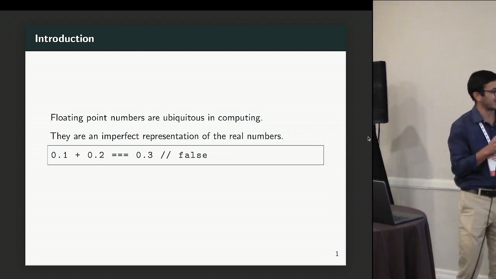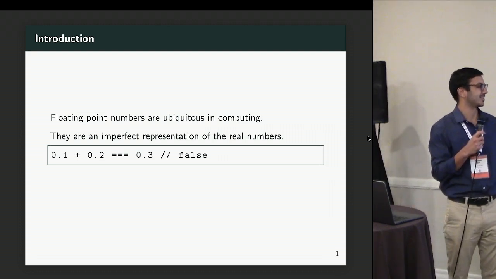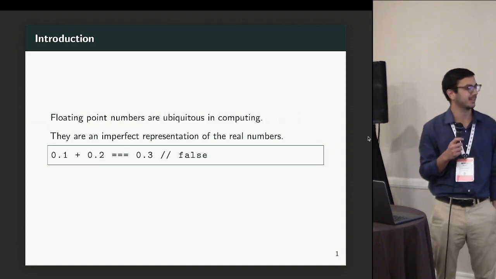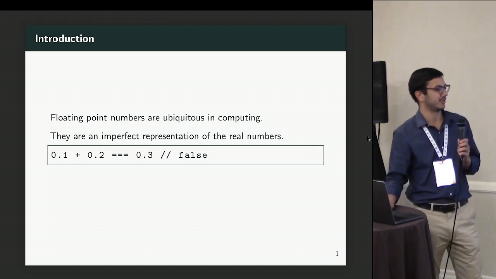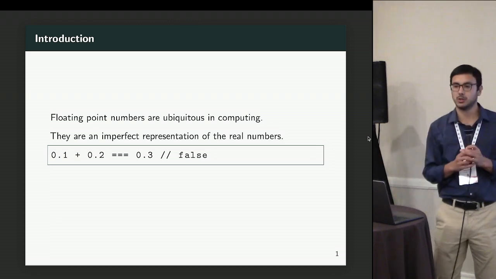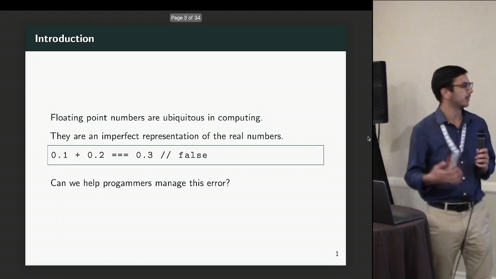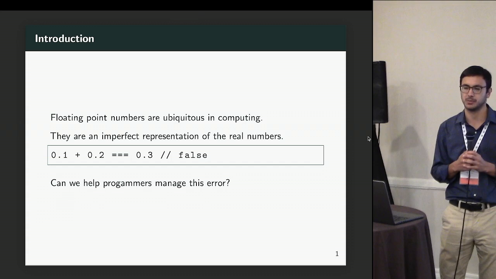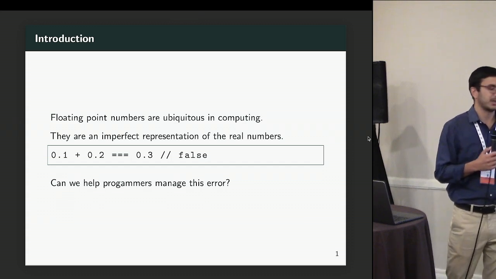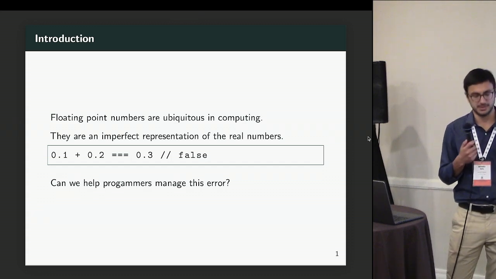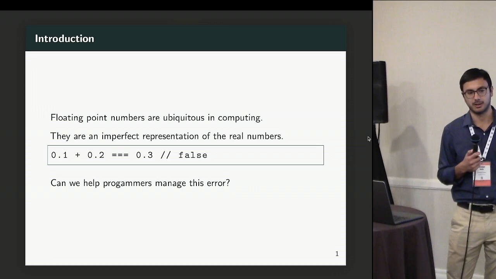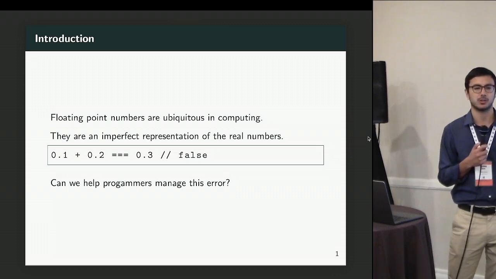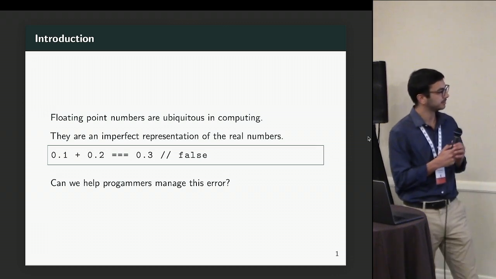You can see how in a more complex system, this sort of deviation from what you would expect can propagate and cause different errors in behavior. So the goal of this work is to help programmers manage this error and understand really what's going on. And so the way we went about this is we developed an abstract domain using step functions that will not only give them a bound on the error, but also give them some insight into the nature of the floating point error in their program.